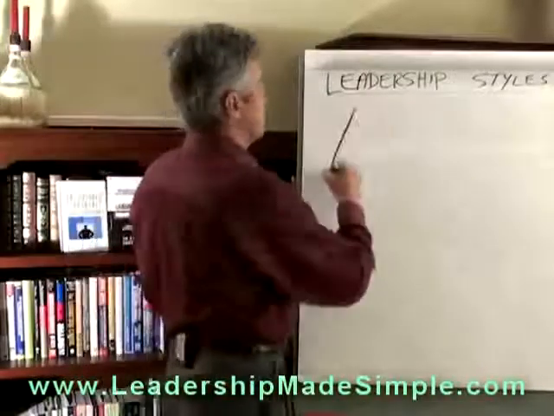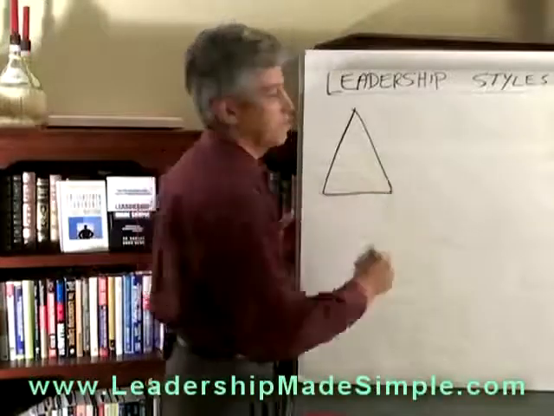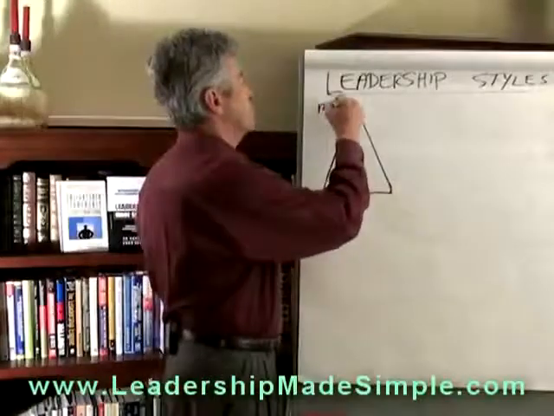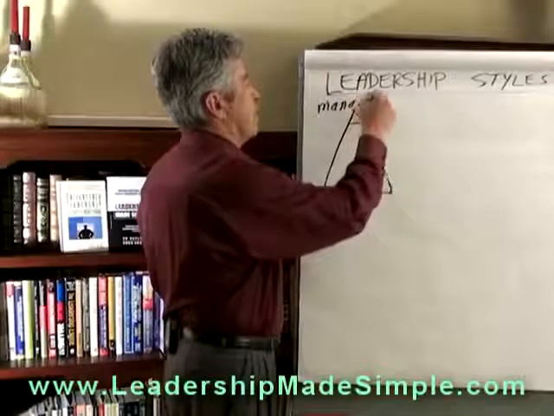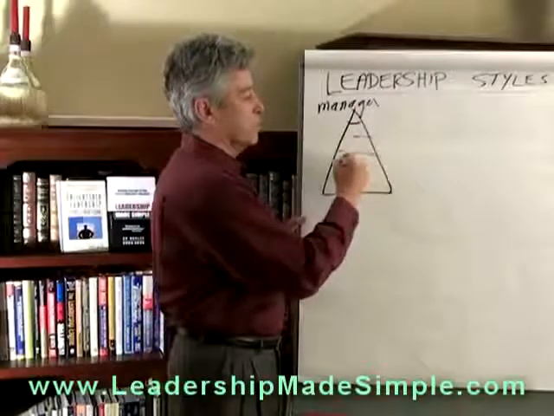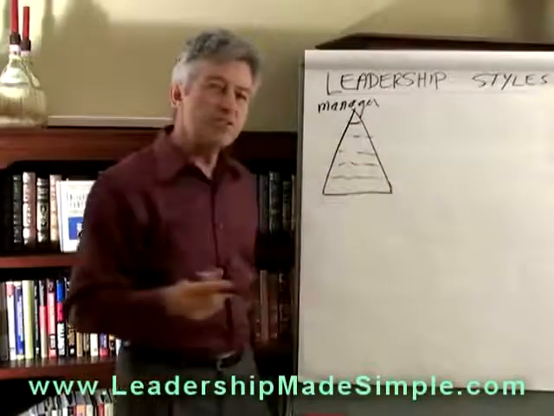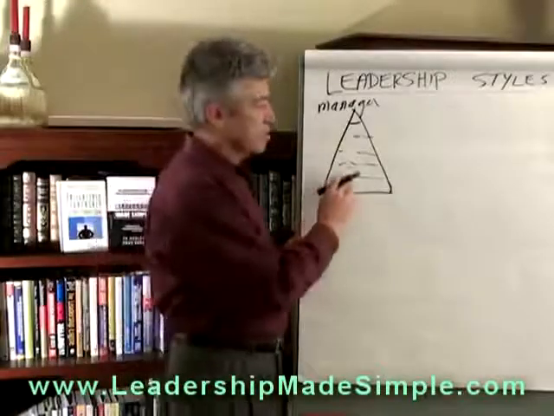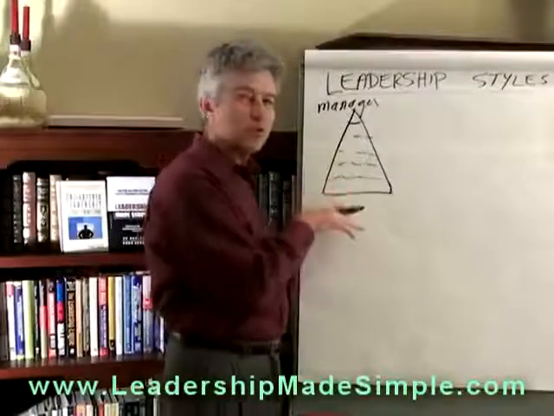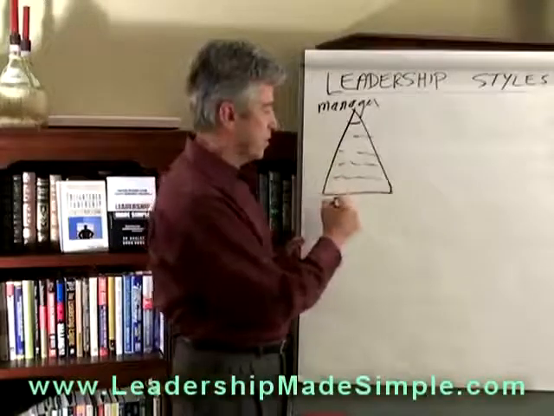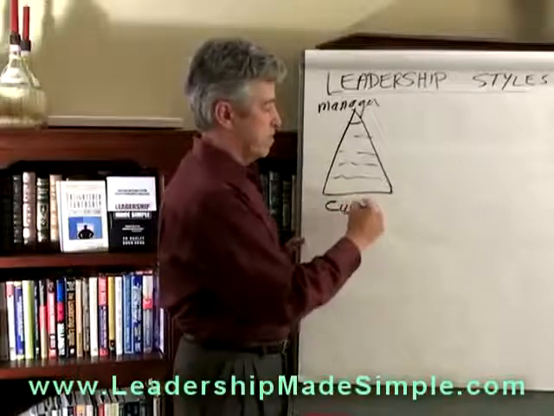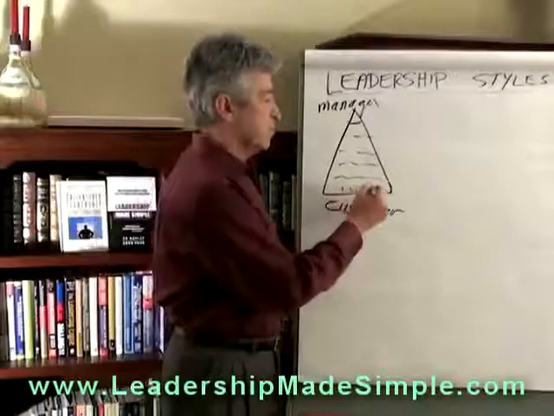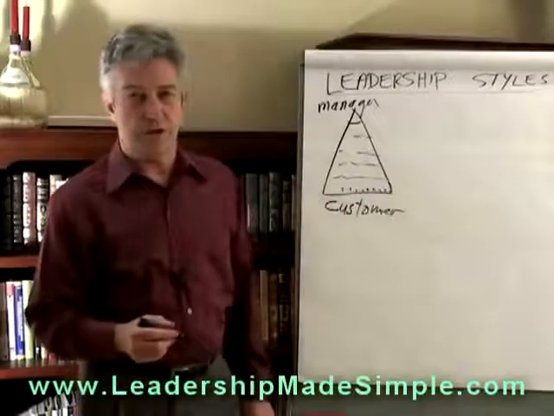The first one is the traditional pyramid model, where the manager is at the top, and there are layers of people down through the organization. And where is the customer in this model? Well, think about it. The customer is closest to those people down in the organization who are serving them. So I think it would be appropriate to put the customer there, because these are the people who are serving the customer directly.